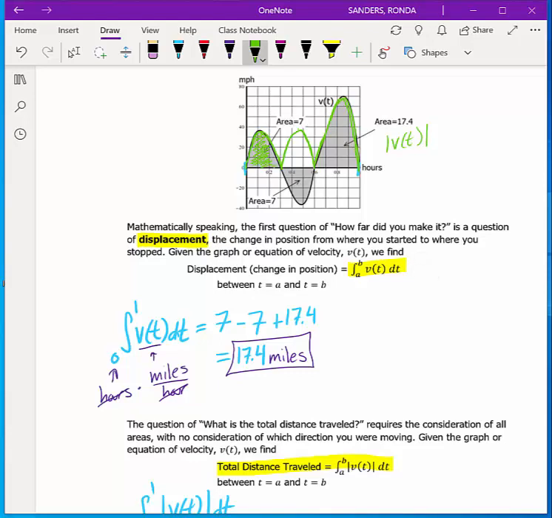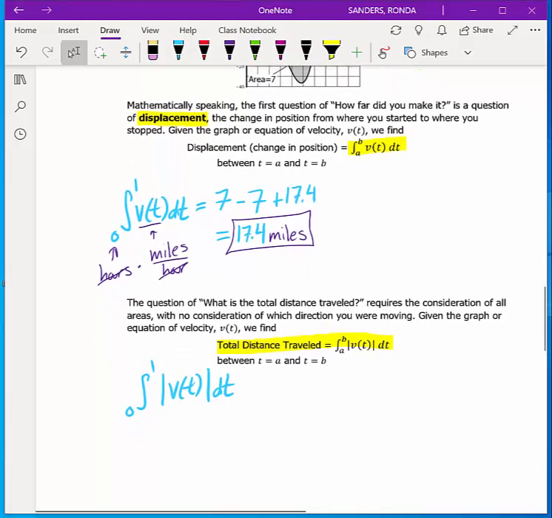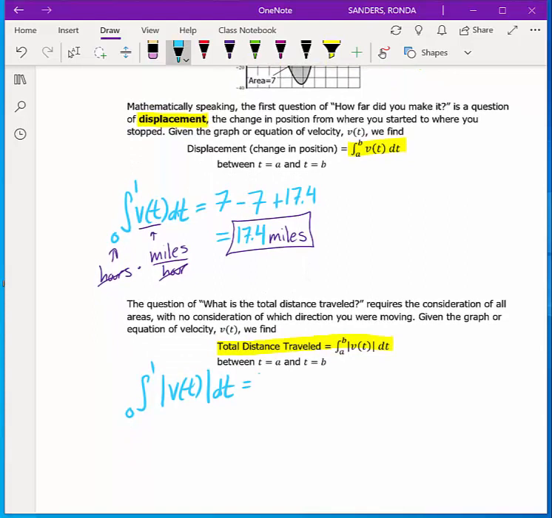So we have 7 above the x-axis, and 17.4 also above the x-axis. So when we evaluate the integral, we have 7 plus 17.4, or 31.4.